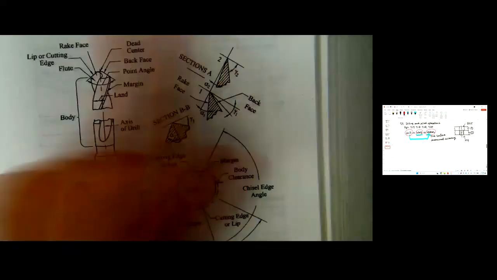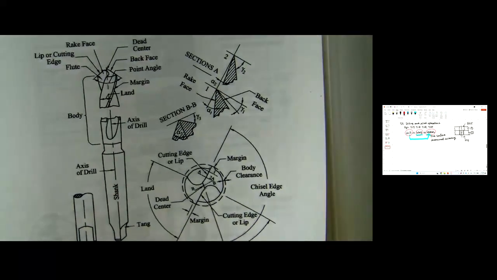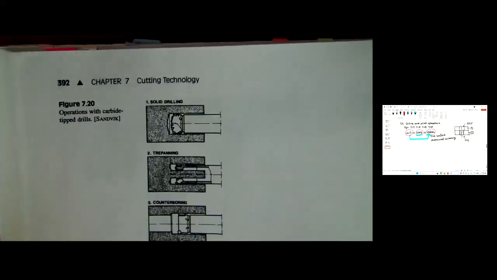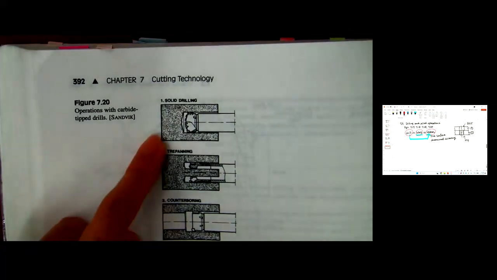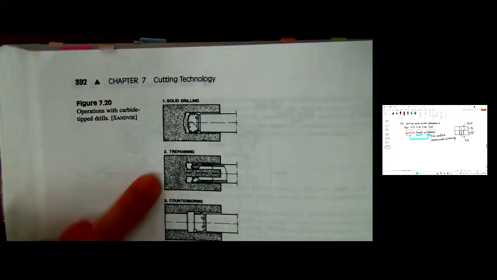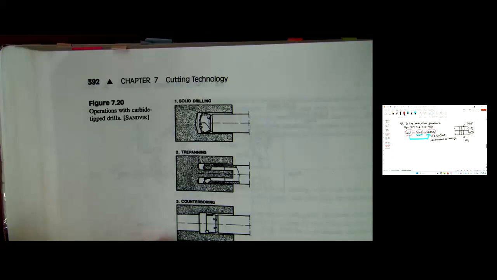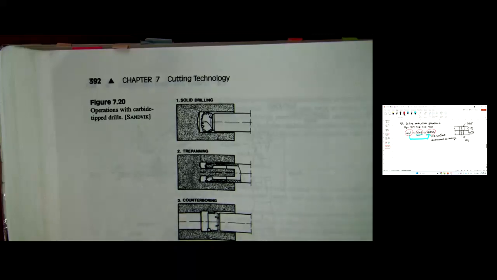But anyway, this 718 is for the terminology. So I want you to review it, and then 720. This is some other examples. So this is solid hole making, right? And then trepanning, and then next is counter boring. I try to read. I should just take a picture. Counter boring. So something like that.